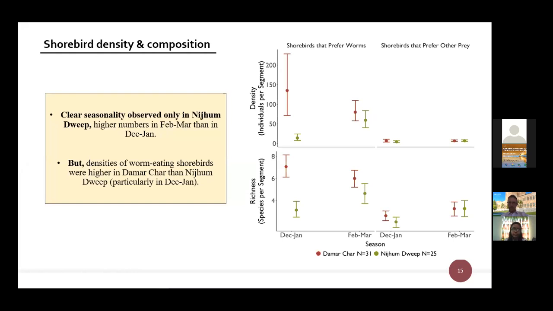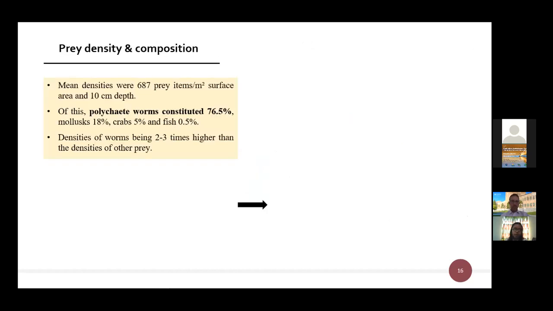But densities of worm-eating shorebirds were higher on Domachor compared to Nichundik, particularly in December and January. The reason can be that Nichundik is a densely populated area with tourists and human activity, so the species might be more abundant in the Domachor area compared to that island. So how was the prey density and composition?